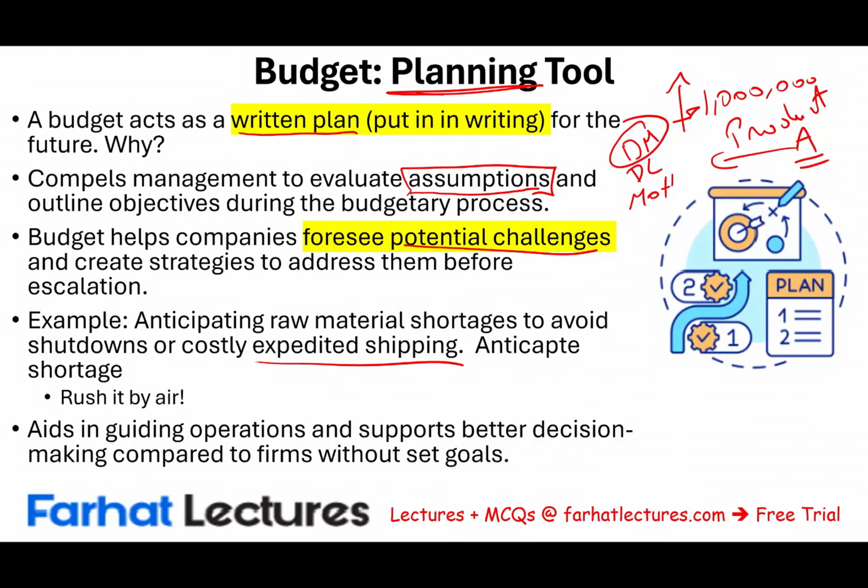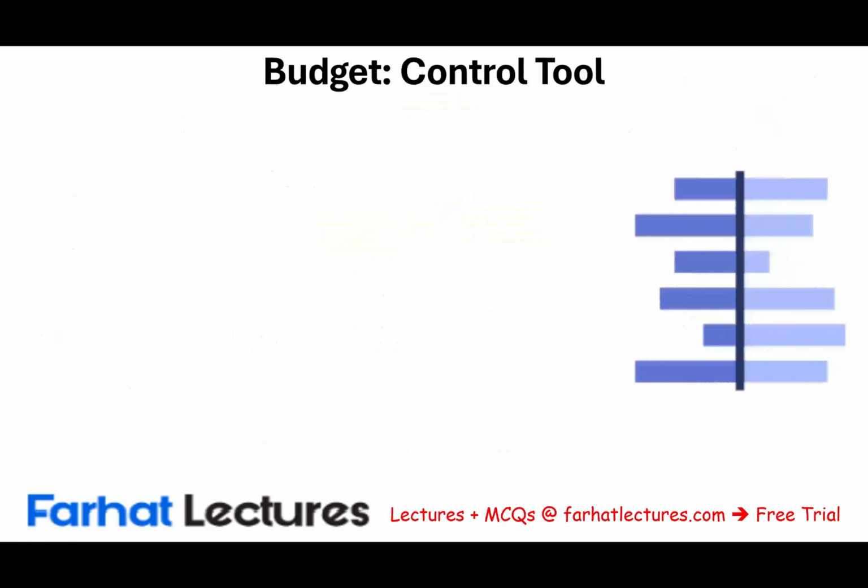Overall, it helps in guiding operation and supporting better decision making compared to firms without setting goals. So always think of a budget. Two firms, one company is using a budget, the other is not. The company that's using a budget can always plan better, anticipate shortages. And this is one of the things that a budget will provide, a planning tool. The second tool is a control tool.